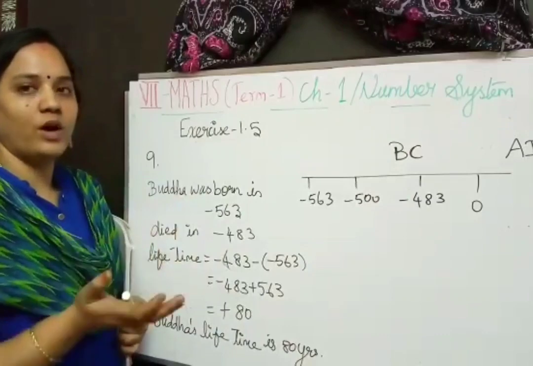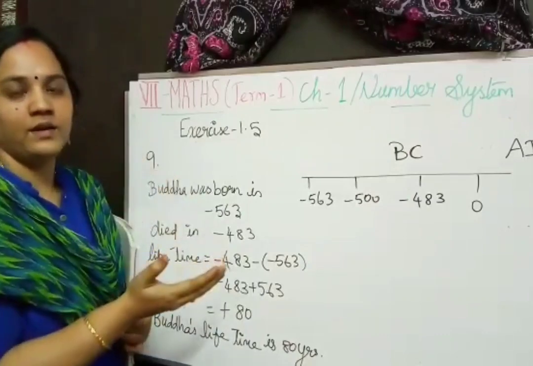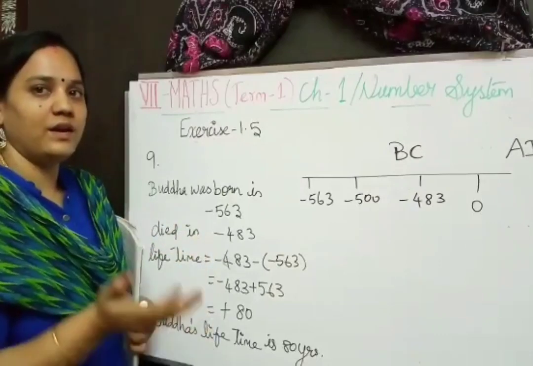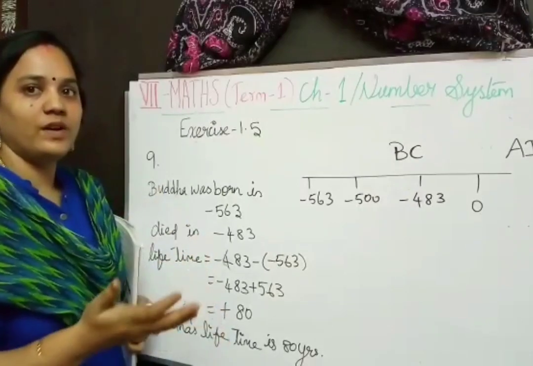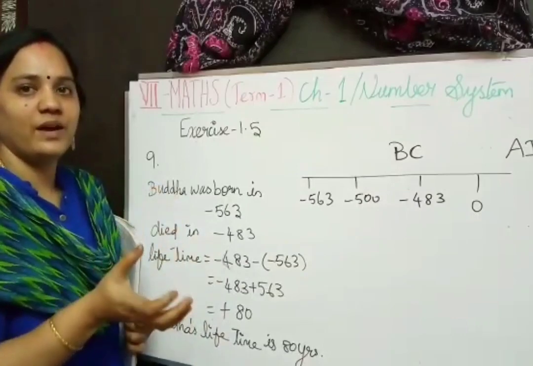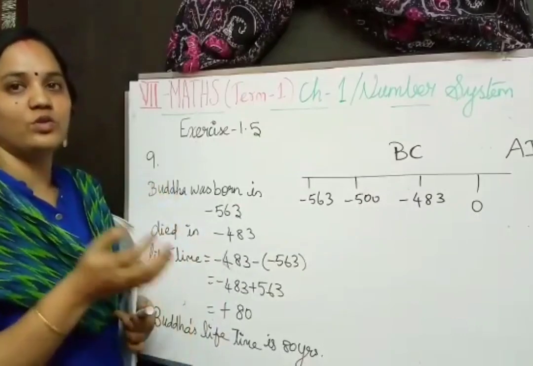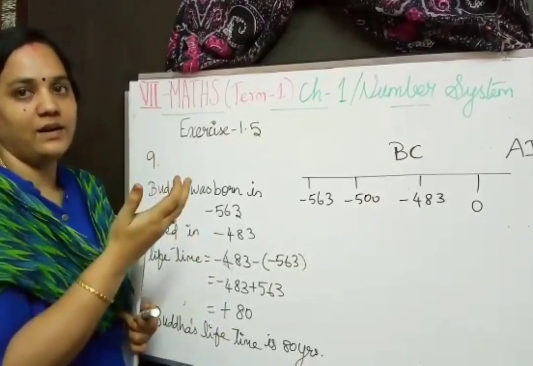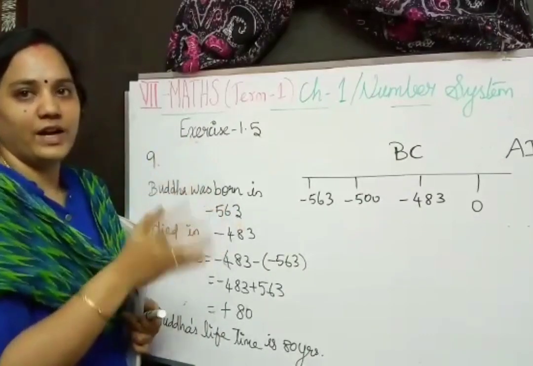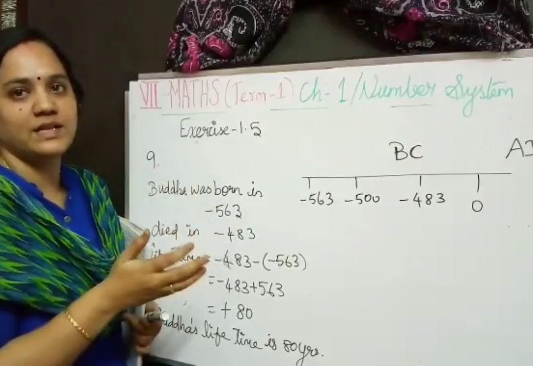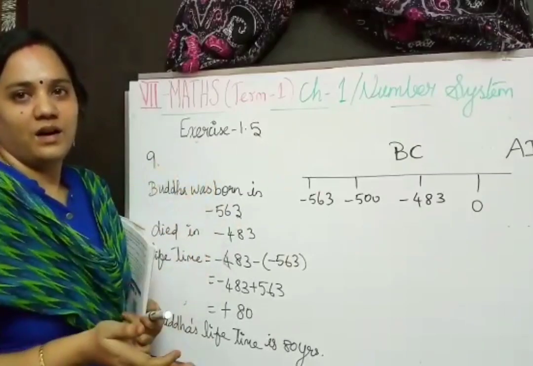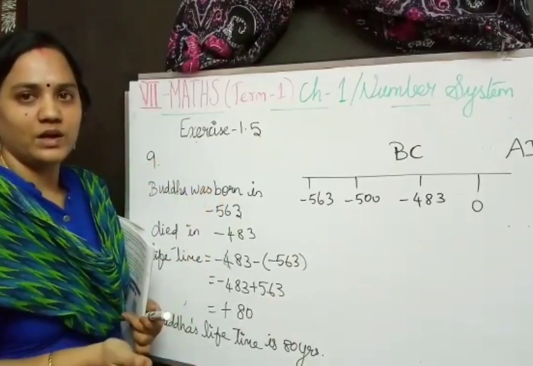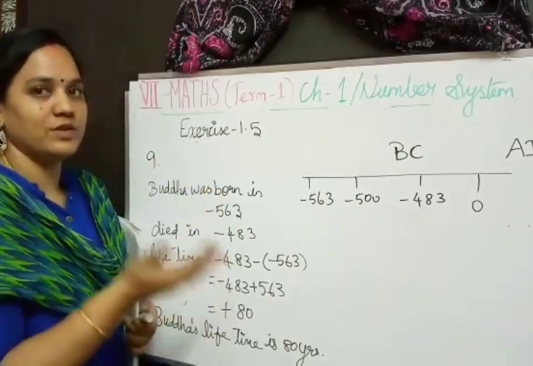So if anyone was born in 1980 and died in 2020, what will we do? We will calculate the age by subtracting the years. We will subtract 2020 and 1980. Okay, then we can find out that the age of that person is 40 years. Likewise, we have to subtract.